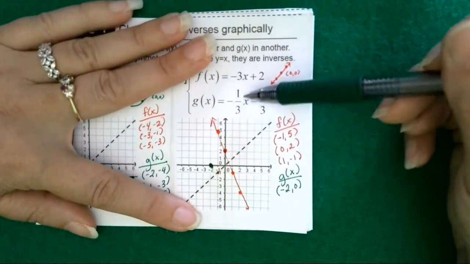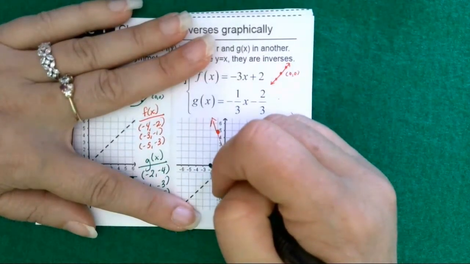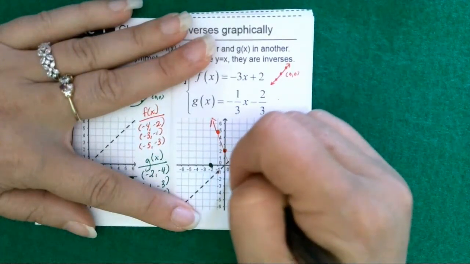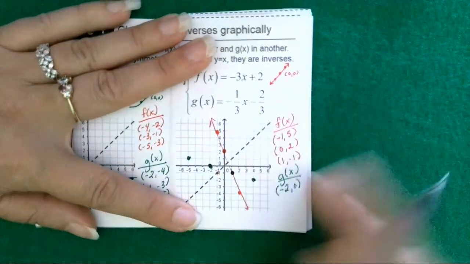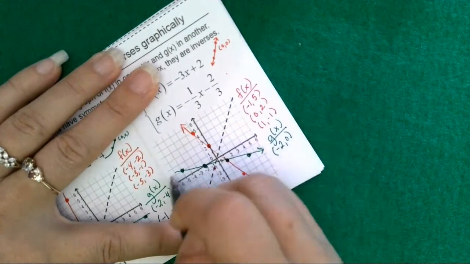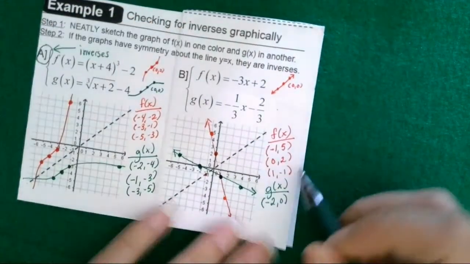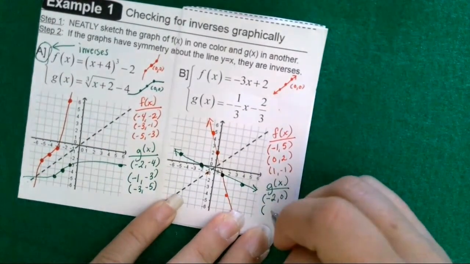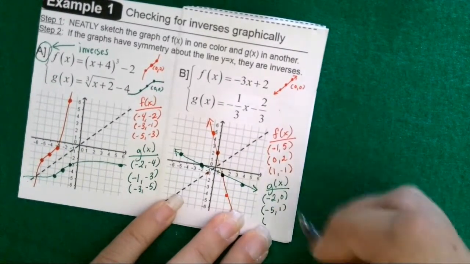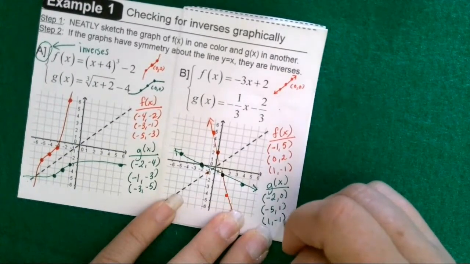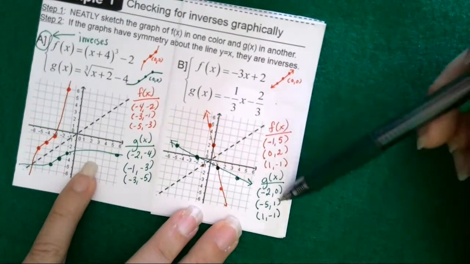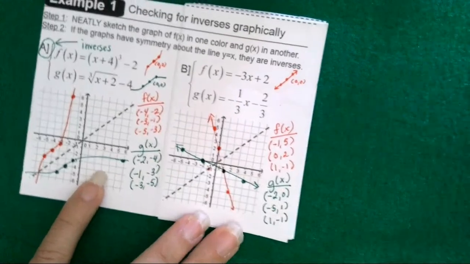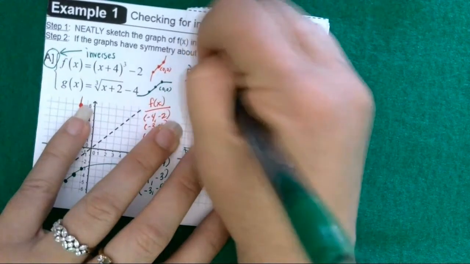Then I can use my a, my slope of -1/3, to go down 1 and to the right 1, 2, 3, or up 1 and to the left 1, 2, 3. Right, I can follow that pattern, and this then would be my line for g of x. So I have anchor points now at (-2, 0), at (-5, 1), and at (1, -1). Okay, so you can see from these ordered pairs that when I switch the x and y, those do not match up, right? I don't end up with a point (5, -1) on g of x. I don't have a point (2, 0) on g of x. So these are not inverses.